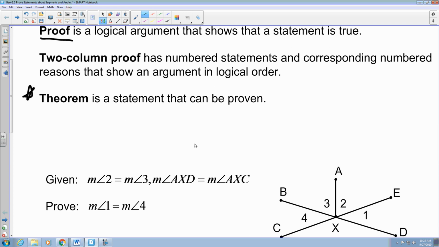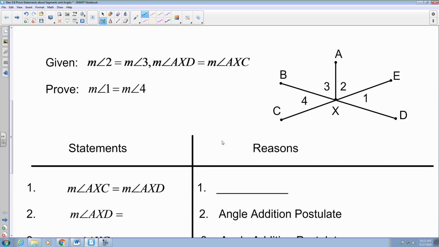So what we're going to do is we have this diagram here, and it has different vertices. And what we have is a given statement that the measurement of angle 2 is equal to the measurement of angle 3. Also, we have that the measurement of angle AXD is equal to the measurement of angle AXC.